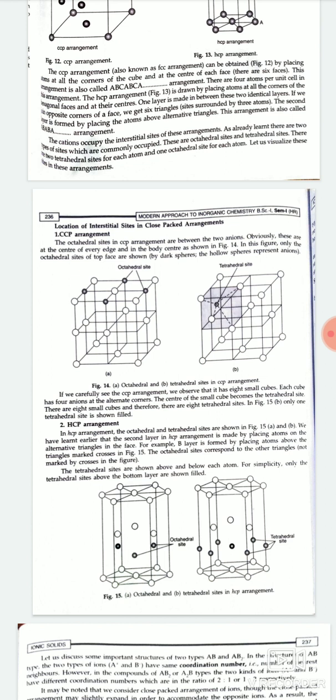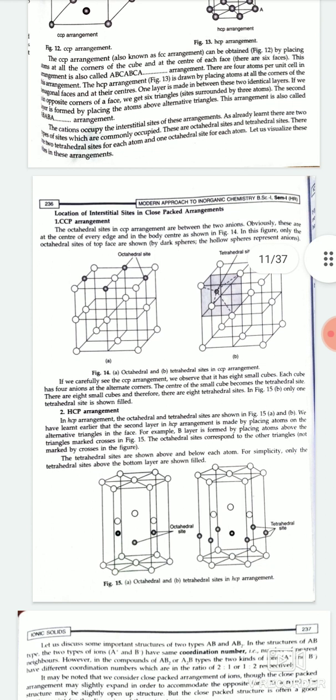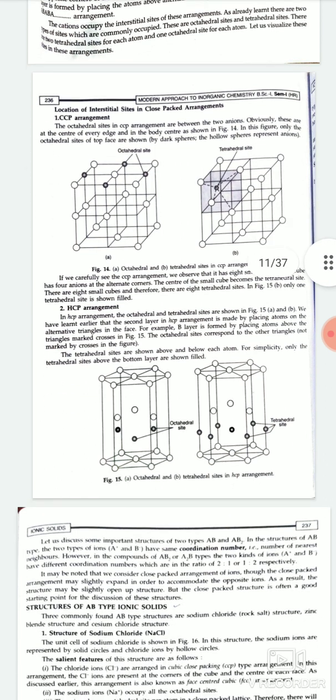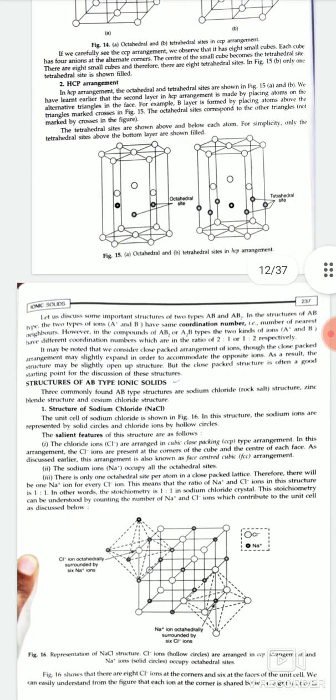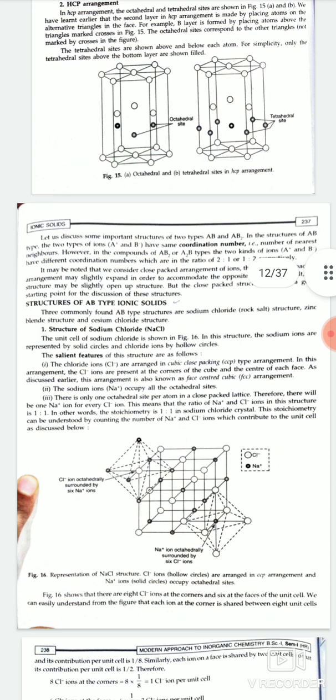Second is the HCP arrangement. In the HCP arrangement, the octahedral and tetrahedral sites are shown. We have learnt earlier that the second layer in the HCP arrangement is made by placing atoms on alternate triangles in the face. For example, the B layer is formed by placing atoms above the triangles marked with crosses. The octahedral sites correspond to the other triangles not marked by crosses in the figure. The tetrahedral sites are shown above and below each atom. For simplicity, only the tetrahedral sites above the bottom layer are shown filled.